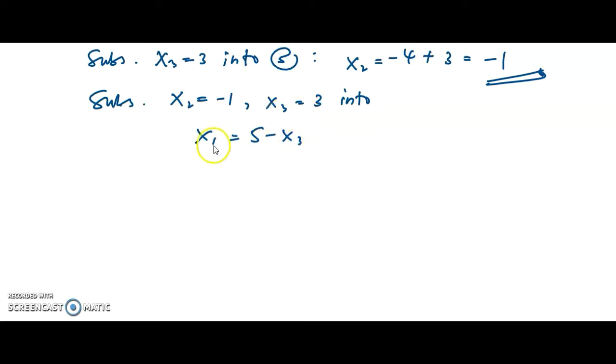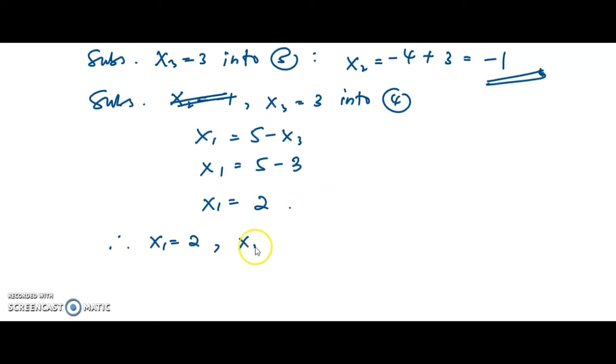All right. So I'm going to put the x3 into the equation 4, which x1 equals to 5 minus x3, which is equals to 3. Then I got my x1 equals to 2. So finally, we can conclude that our solution is x1 equals to 2, x2 equals to negative 1, and x3 equals to 3. Again, you can always check the answer by putting those values into the equation.